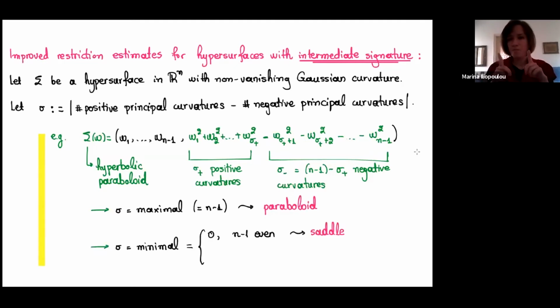Mainly, the ideal scenario is when each positive curvature cancels out a negative one. So in total, the signature is 0. Of course, that's possible only if the number of variables is even in total. If the number of variables is odd in total, then we can have cancellation of the curvatures plus minus 1 by 1, but 1 will remain in the end. So the minimal signature in that case is 1. So these are the cases that we don't treat.